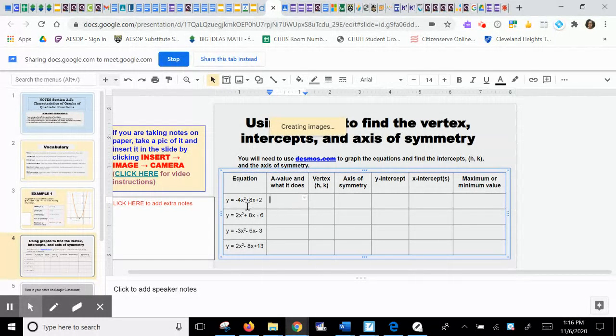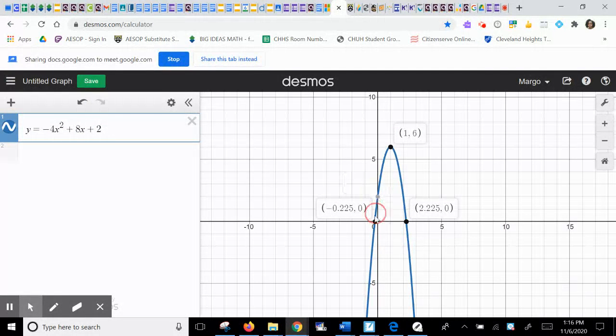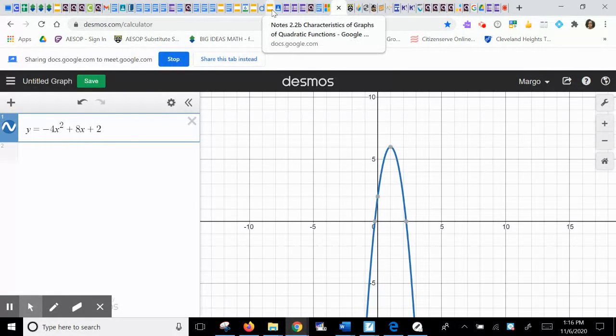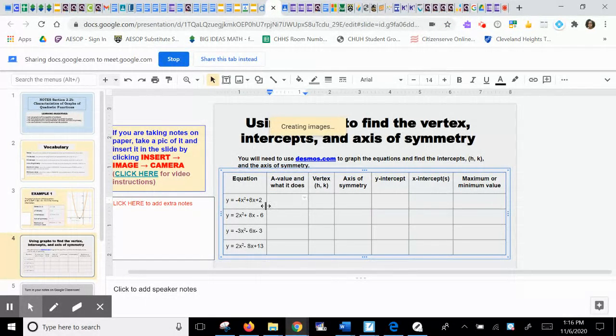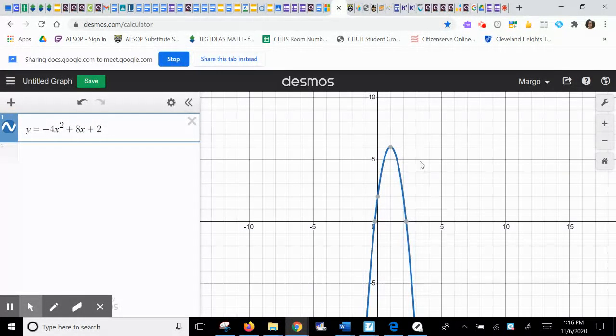All right, so here I'm going to go to Desmos, and we're going to graph this equation in Desmos. So, where's my Desmos? My Desmos is right here. So let me take that off for a second. I already graphed the equation in Desmos, right? y equals -4x squared plus 8x plus 2. To find the vertex, I will just click on it right here, and it tells me my vertex is (1, 6).